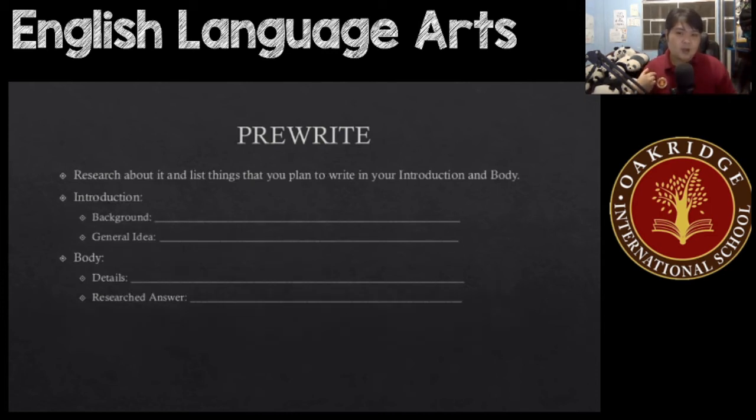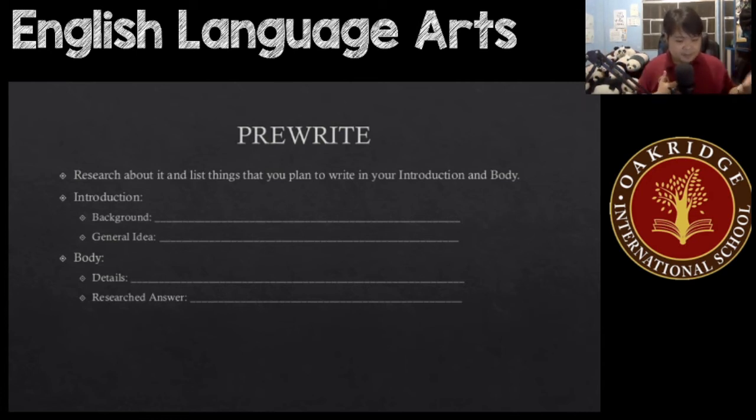Now, when you've done that, what you would do first, still in your Prewrite, by the way, is to research. Once you consider the question, research about it and plan to write your introduction and body. So you can make a Prewrite like this, wherein in your introduction you give a background. It could be just words or phrases. It's fine. You could give more than one, and then the general idea of it.